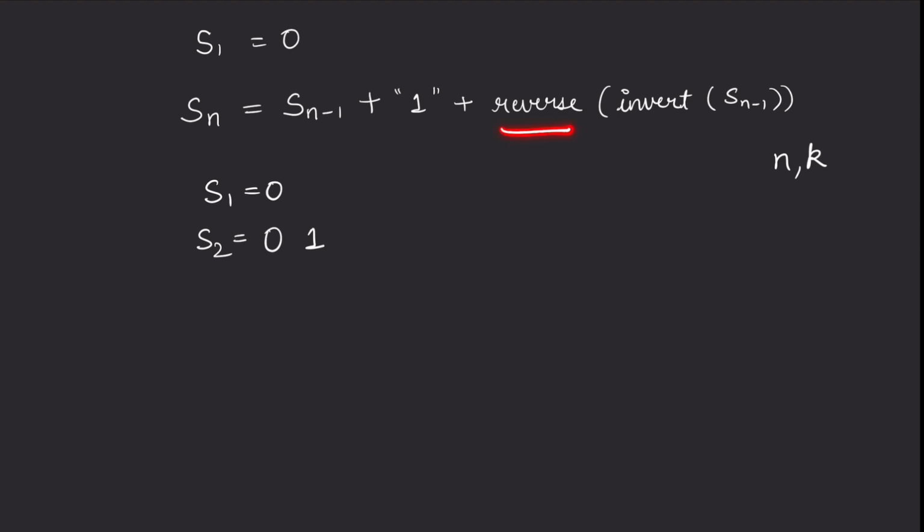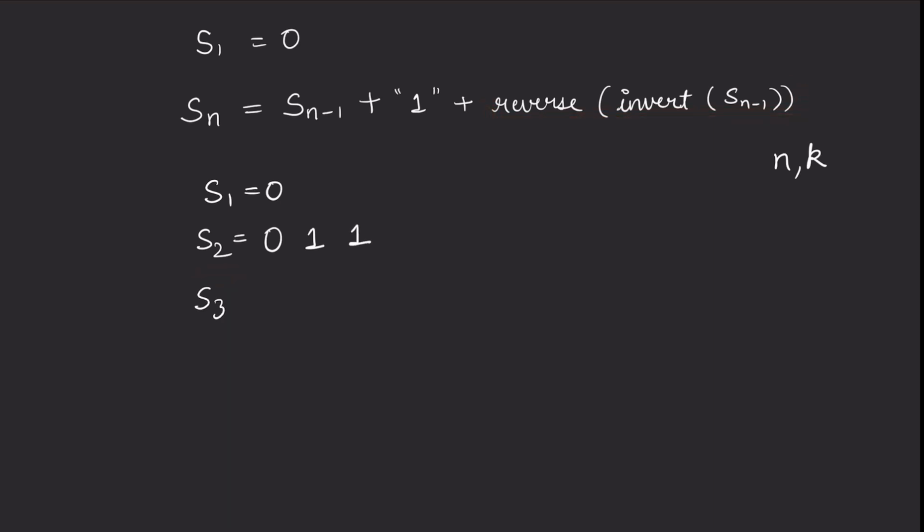And then reverse and invert of S of n minus 1. What is S of n minus 1? 0. What will be its invert? Invert means that we are flipping the bits, 0 to 1 and 1 to 0. So this is our S1. What will be its invert? 1. And then what will be its reverse? 1 only. So this particular expression is 1 in this case. So it will be 1.